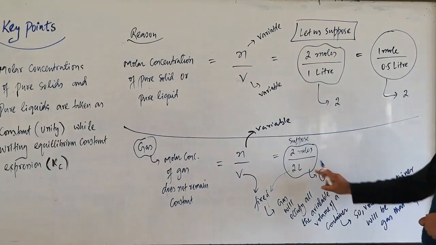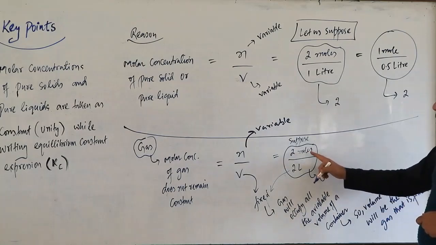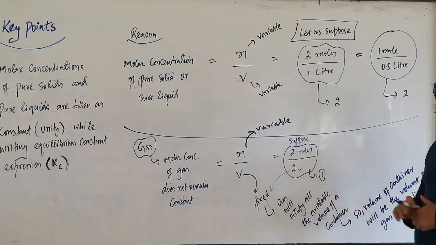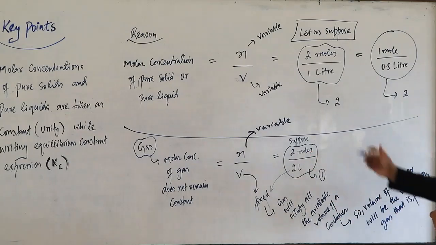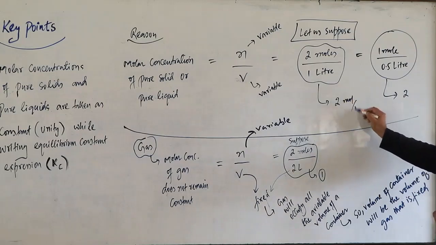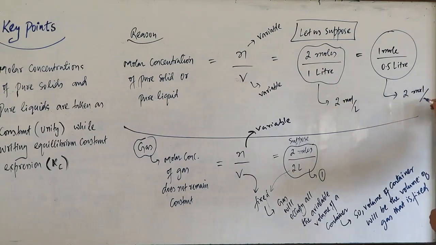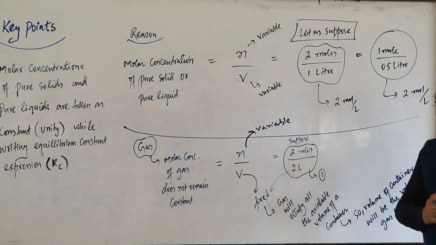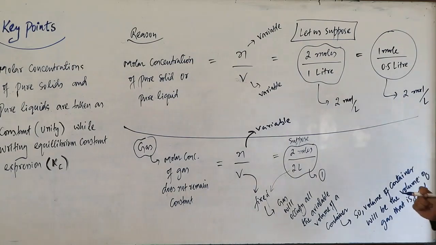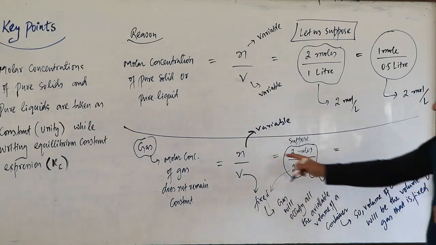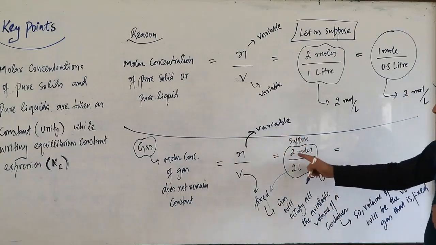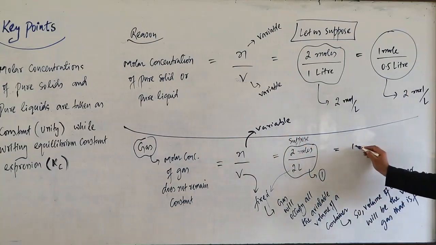And molar concentration is always taken as mole per liter. That's the unit of this. Like here also you can write mole per liter, and here also mole per liter. So what is my important point here? This N is variable, so this will change. Let us suppose it has changed into 1 mole.